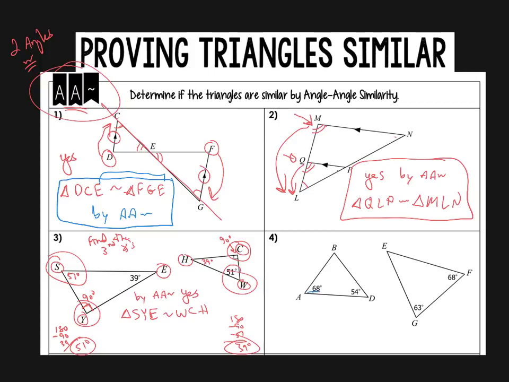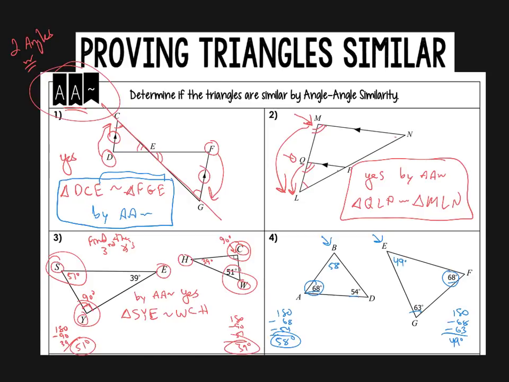Number 4, I have 68 and 54, and over here I have 63 and 68. So I have 68 and 68. Let's go find these third angles. Find B and E. Right? Press pause and calculate those values. Do this on your own. Try not to have me doing all the work again. If you don't do the work, this won't make sense to you. You should be agreeing with my work, not copying my work.